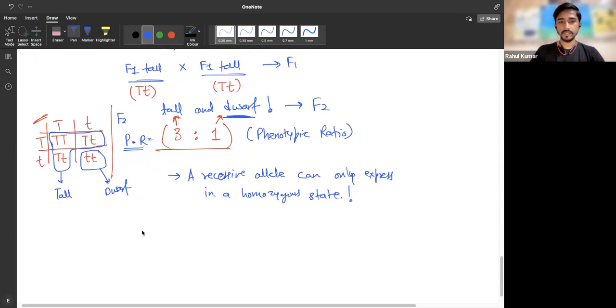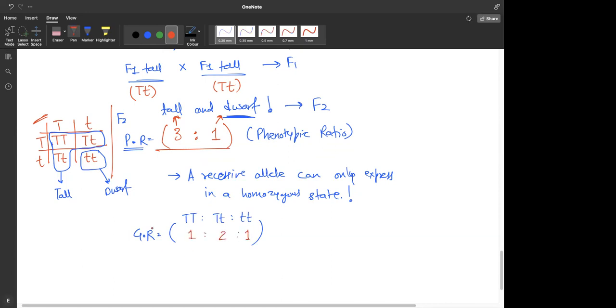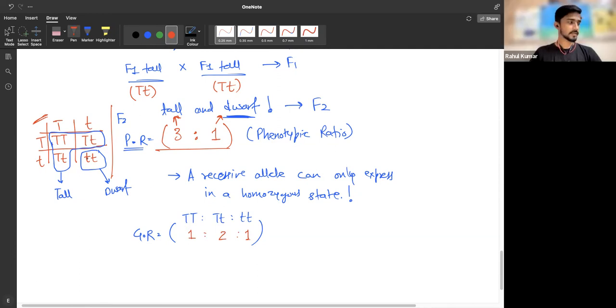So then he figured out that there is another ratio that we have to study, which is called the genotypic ratio. The genotypic ratio will be for different genotypes: capital T capital T is to capital T small t is to small t small t. And what was the ratio? 1 is to 2 is to 1. 1 is this, 2 are these, and 1 is this. Is it clear? The genotypic and the phenotypic ratio is clear, everyone?